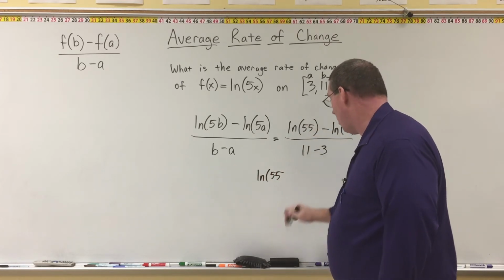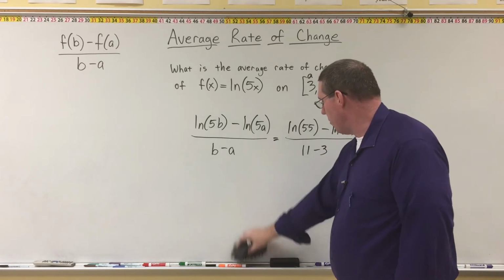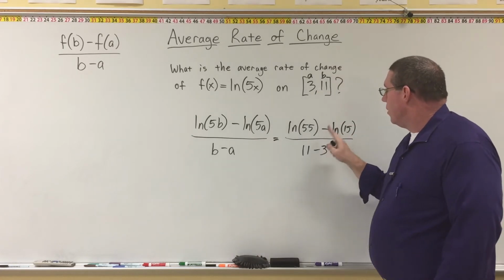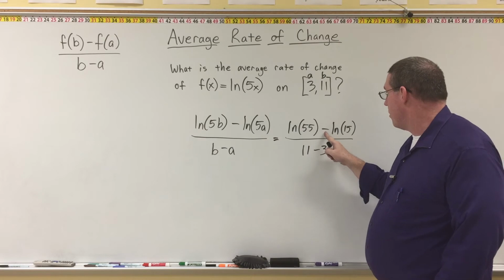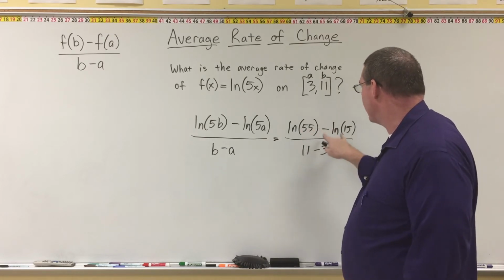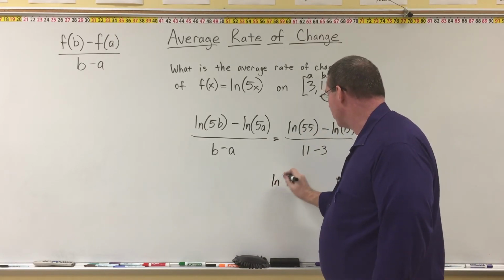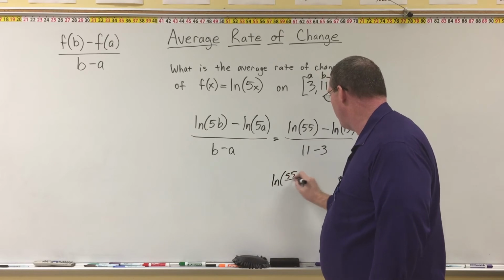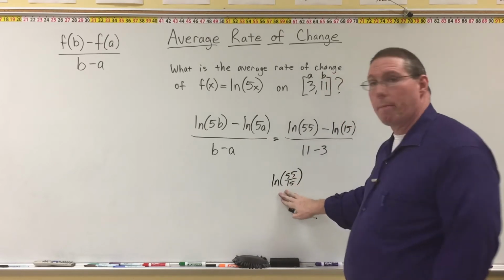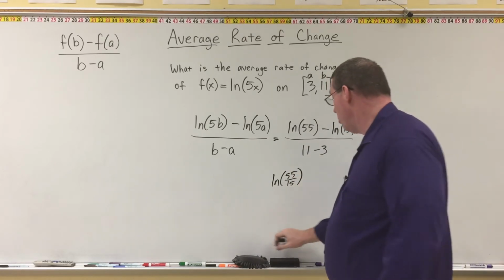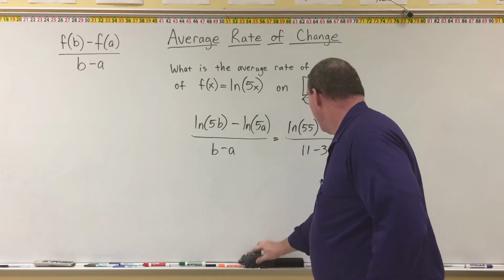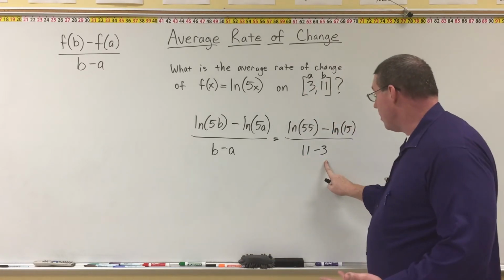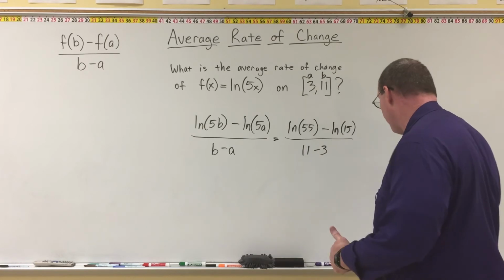Now I want to remind you of something. You may not remember this, but we can actually simplify this. When we are subtracting logarithms, we could actually do the natural log of 55 over 15 because of the properties of logarithms. Or you can do it in a calculator. And 11 minus 3, that's going to be 8.